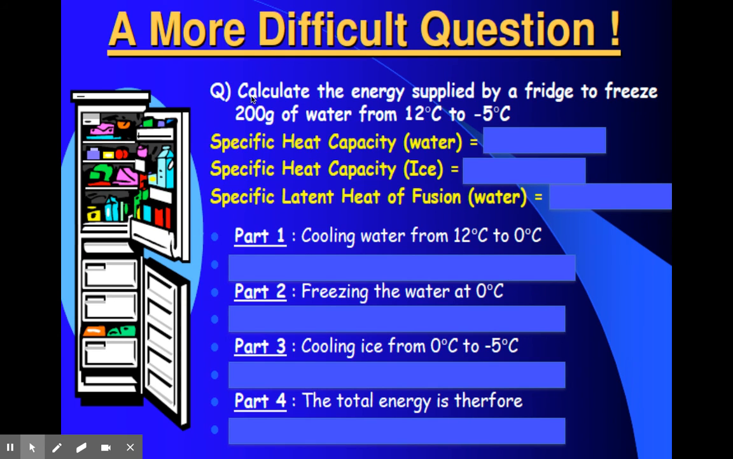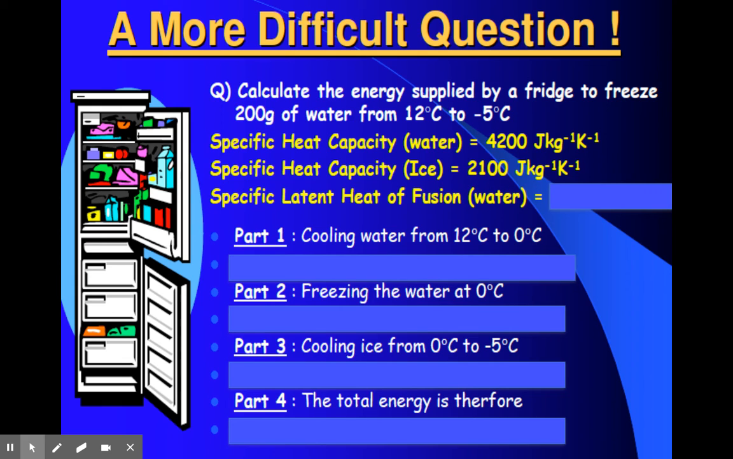But basically, we're going to take 200 grams of water and change it from 12 degrees Celsius, so a little bit lower than room temperature water, and then we're going to change it to negative 5 degrees Celsius. So basically, making ice cubes in an ice cube tray. Well, the specific heat of water is 4,200. The actual one is 4,180, but we tend to just say 4,200 with significant digits.